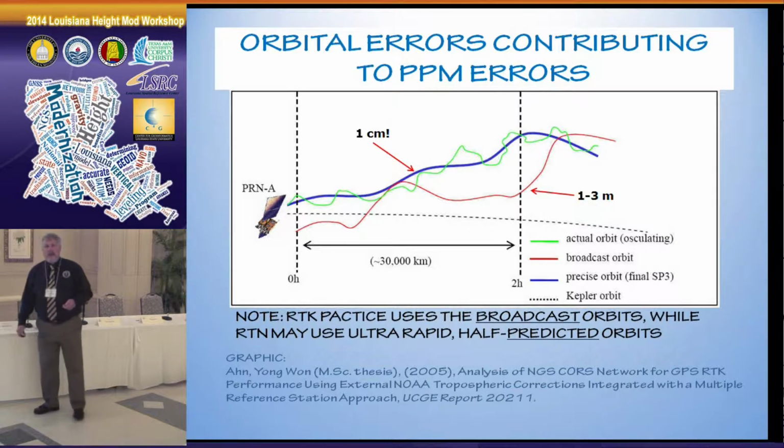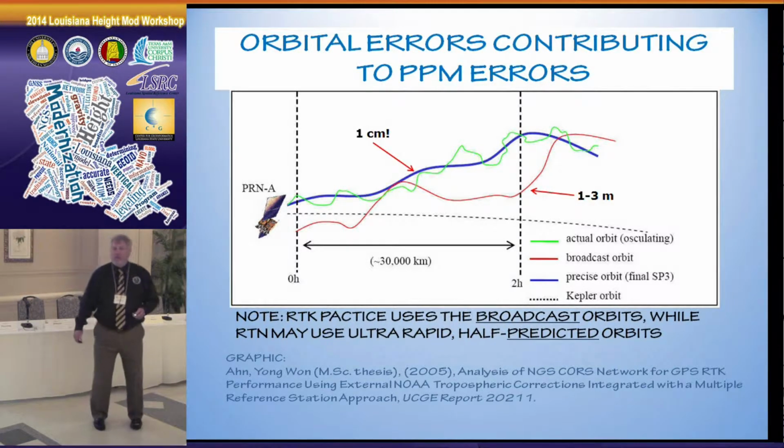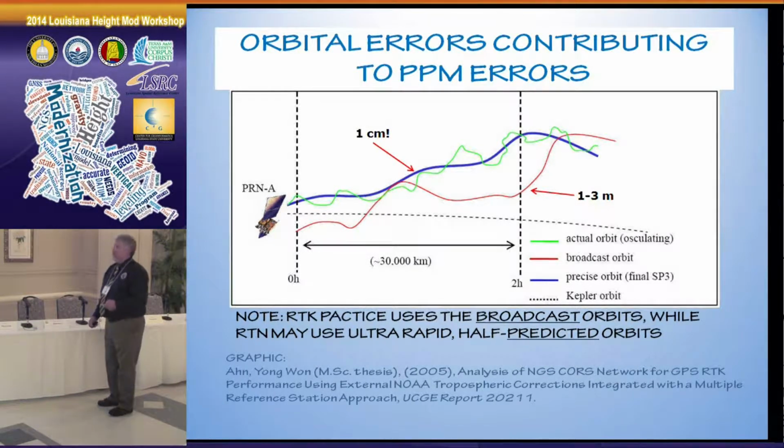Orbits of the satellites. Where is the satellite? Broadcast-wise, what it sends you in real time is this red line. It says, here I am. Of course, that's wrong. Could be a meter wrong. Could be 3 meters wrong. This is where the satellite really was, this green line. And this is what you get as a post-fit orbit. It's fit into that, but you only get it days later. So that's a source of error.